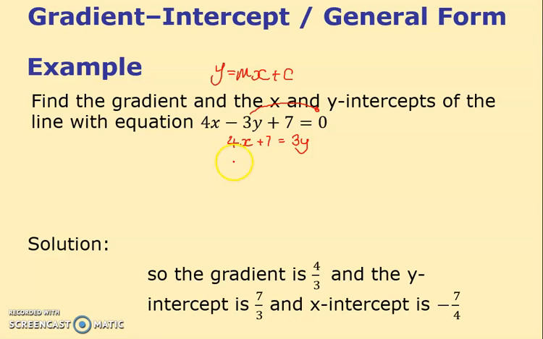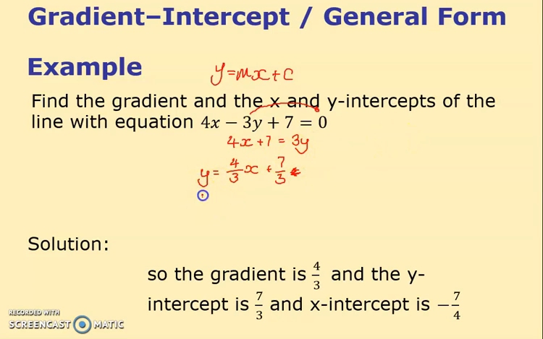So when I divide by 3, I'll get 4/3 of x plus 7/3. Notice I do both bits divided by 3. And technically it should say equals y here, but I'm going to put it at the front. It's just a bit neater.